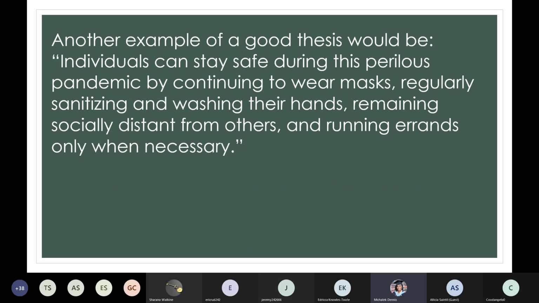Okay, but before we get to that, let's look at another example of a good thesis statement: individuals can stay safe during the perilous pandemic, right, Mr. Walking? I'm pronouncing that correct, right?